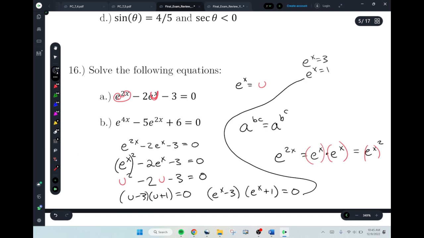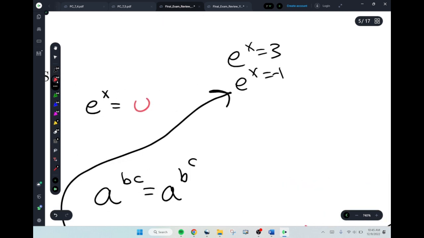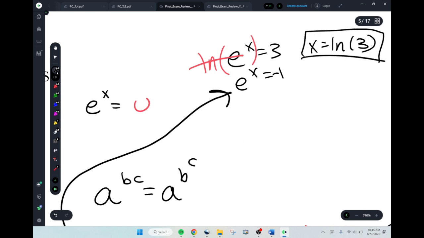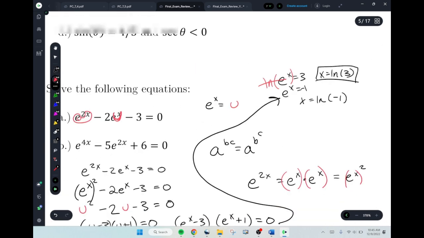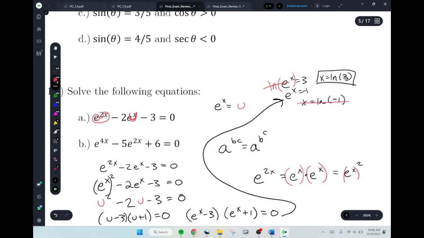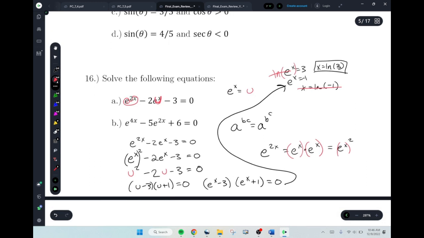Those are the answers, and that's it? No, we're almost done. How do you get x by itself? Negative one. How do you get rid of that e? Natural log both sides. And you get x equals the ln of 3. Is that an okay number? That's good to go. You get x equals the ln of negative 1. Is that an okay number? No. Heck no. And there's your answer.